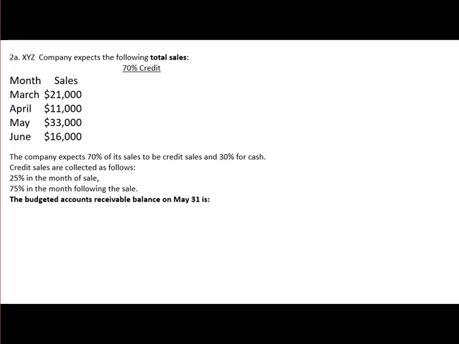Okay, so let's go through this. And again, I'm going to lay the whole thing out, and then we're going to answer the question. So 70% of our sales are credit and 30% are cash. So I will divide these up: March, April, May, and June. For March, $14,700 would be credit sales, and 30%, $6,300, would be cash sales. In April, $7,700 are credit sales, and $3,300 are cash sales. That is for total April sales.